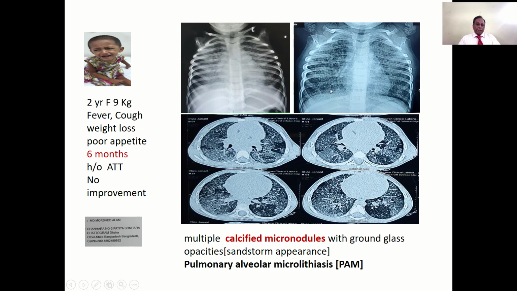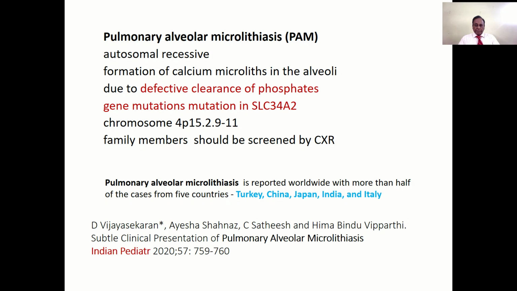Actually, this is a very rare condition, but somehow recently we happened to get about 4 to 5 cases. When I went to the literature, there are some countries where it is very common, particularly Turkey, China, Japan, India, Italy. In these countries pulmonary alveolar microlithiasis is reported, and we were able to follow some of the cases. Later we found out it is because of genetic mutations. The mutations happen in the SLC34A2 gene, and that is the reason.